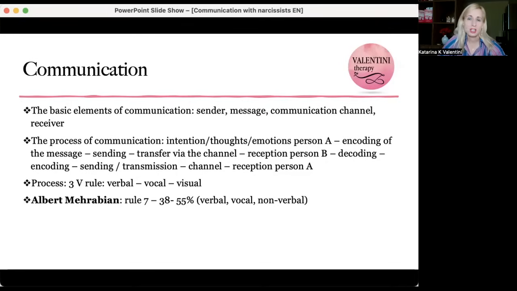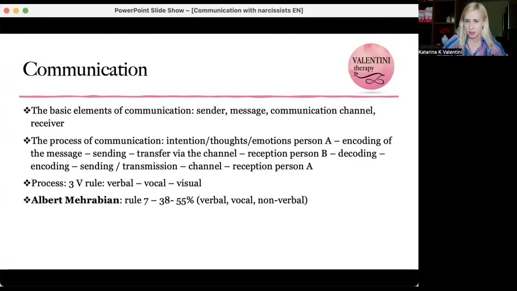The communication channel can be a phone call, a text message, a personal live communication face-to-face. It can be a fax, if somebody is still sending fax. It can be an email. It can be a handwritten letter. Different types of communication channels exist. Once the message is passed through the channel, it is received by person B, by the receiver.